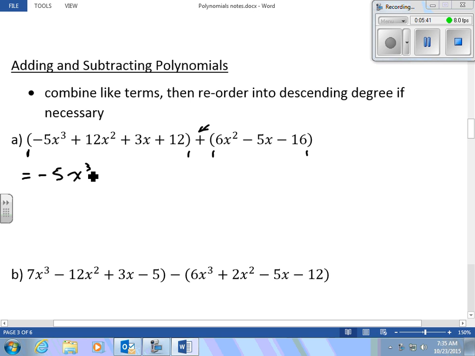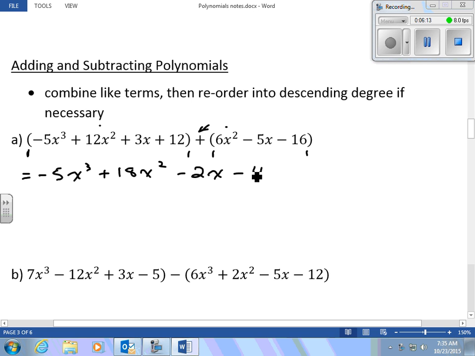And then let's take a look at our x squareds. We have a positive 12x squared. We're adding 6x squared, so that will give us 18x squared. And then we have a plus 3x minus 5x, so that gives us minus 2x. And I have positive 12. I'm adding negative 16, so that gives us negative 4. And that's the solution. Okay, so we're just looking for like terms that we can combine when we're adding.